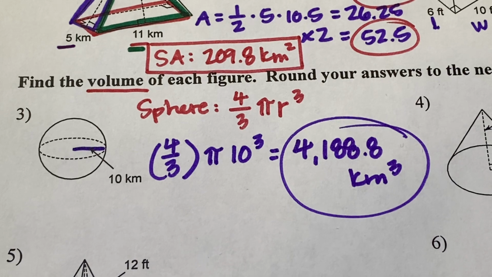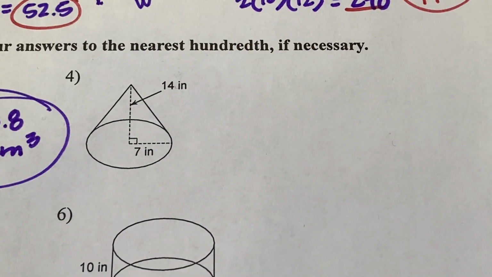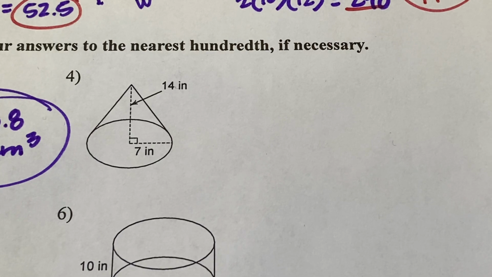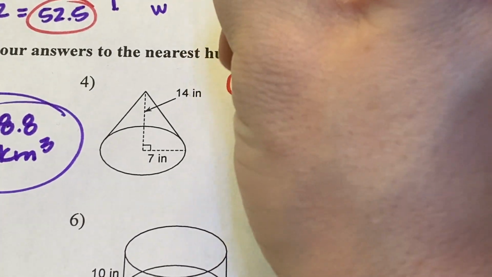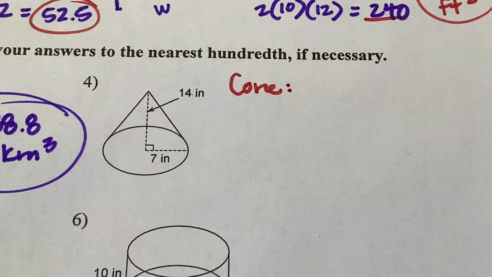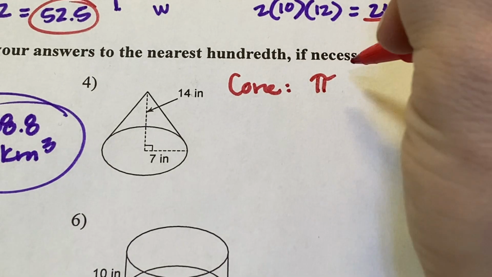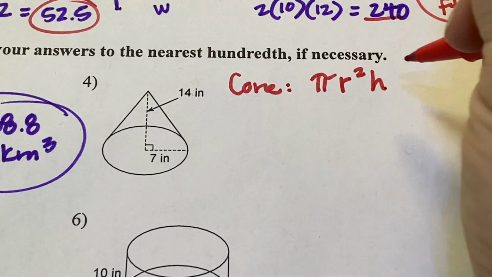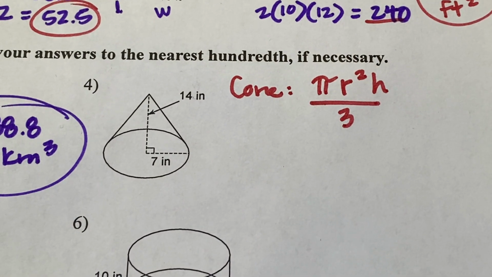For this one, the formula is going to have the divided by 3 though. Yes, it does. Tell me what shape this is. For number 4, what shape is this? It's a cone. The cone formula: pi times the cylinder radius squared times your height, and then divided by 3.